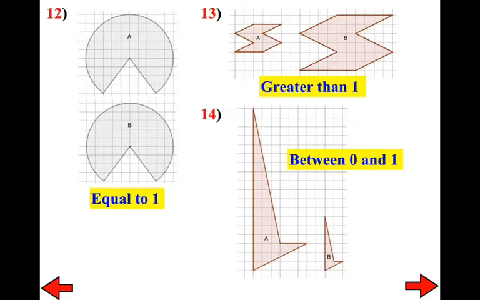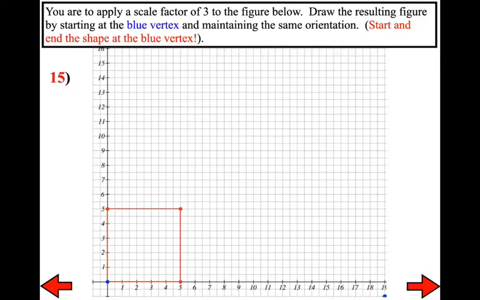All right, last idea for today. What if we're given a shape, we're given a scale factor, and you're supposed to recreate the shape? So in number 15, it says you are to apply a scale factor of 3. The first thing we have to do is see what the side lengths of the shape that's already there are, so that we can then apply the scale factor. Well, notice that this shape is 5 by 5 by 5 by 5.